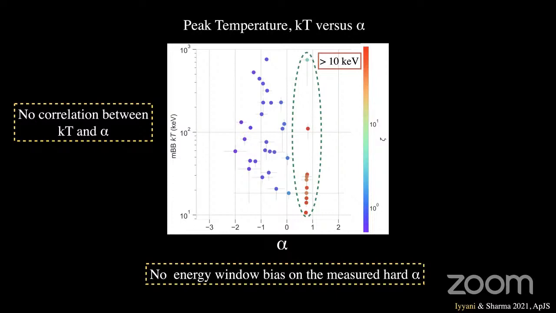And you can see that the peak temperature values are all greater than 10 keV. The other point is that there is no particular correlation that we see between the low energy spectral index and the peak temperature. So there is no energy window bias in the measurements of hard alpha that we are talking about here. So we can trust the values of alpha that we are seeing here.